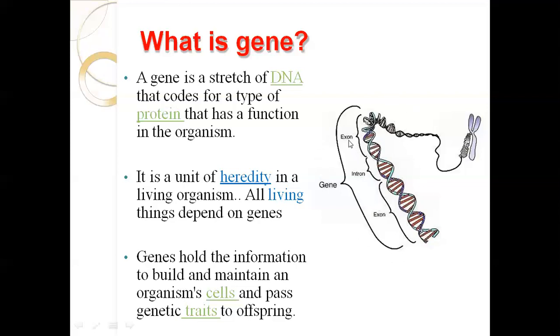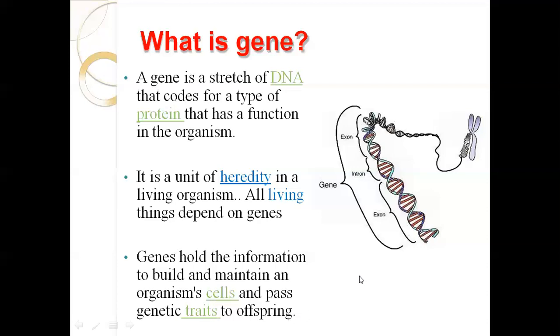So what are the roles of exons and introns? We'll discuss that later, because this is just a little concept about what a gene is. Another definition of a gene is that it is a unit of heredity in a living organism. All living things depend on genes. That means everything is controlled by a gene. Your morphology, your physiology, your biochemical activities, your physiochemical activities, everything is regulated by genes. The genes hold the information to build and maintain an organism's cells and pass genetic traits to the offspring.